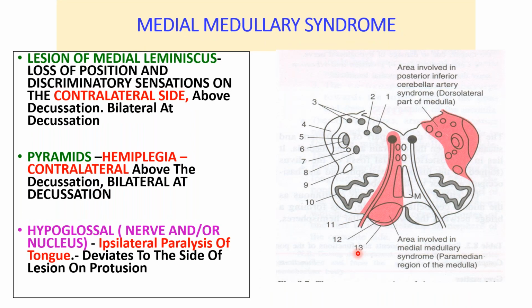So this is again the last slide, which I have already explained: the hypoglossal nerve paralysis and the paralysis of the pyramids and the medial lemniscus. This is the explanatory basis for the medial medullary syndrome.